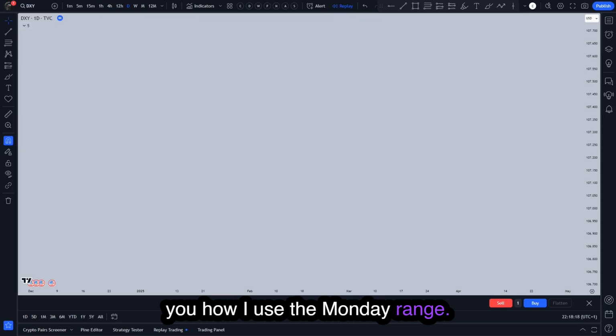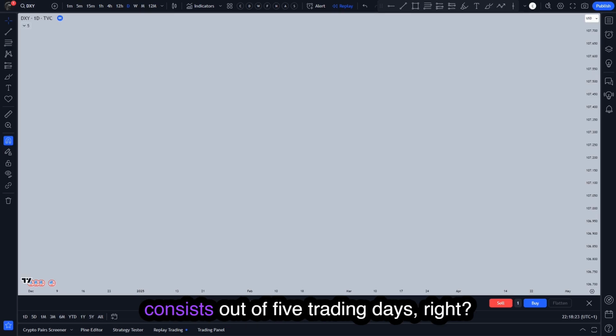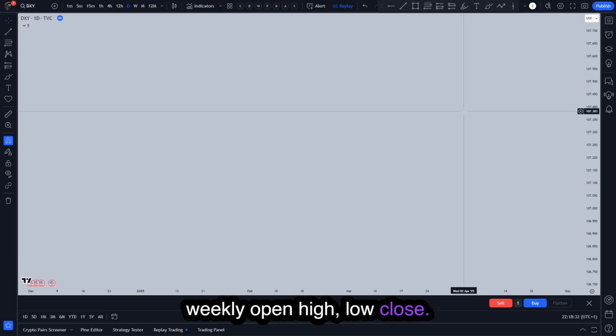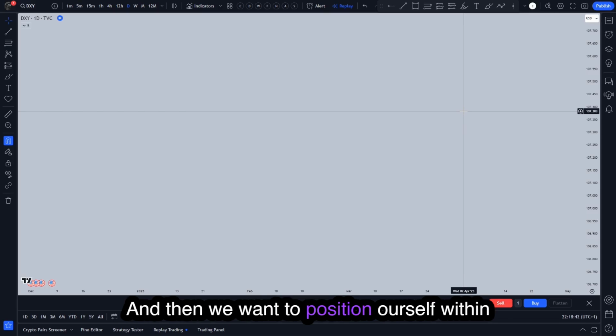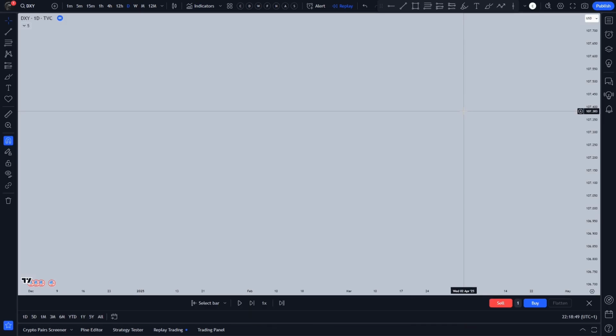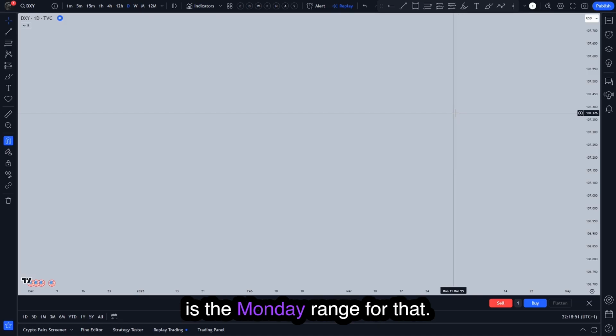the Monday range. So first of all, every trading week consists of 5 trading days, right? So we have Monday to Friday, so we have 5 daily candles. Now, if we think about the weekly open, high, low, close, so if we open up a week, then we have Monday, and then we want to expect, okay, do we have a bullish bias or a bearish bias for the week? And then we want to position ourselves within either the manipulation to the upside or the downside, depending on what the bias is. And what I really like to use is the Monday range for that.